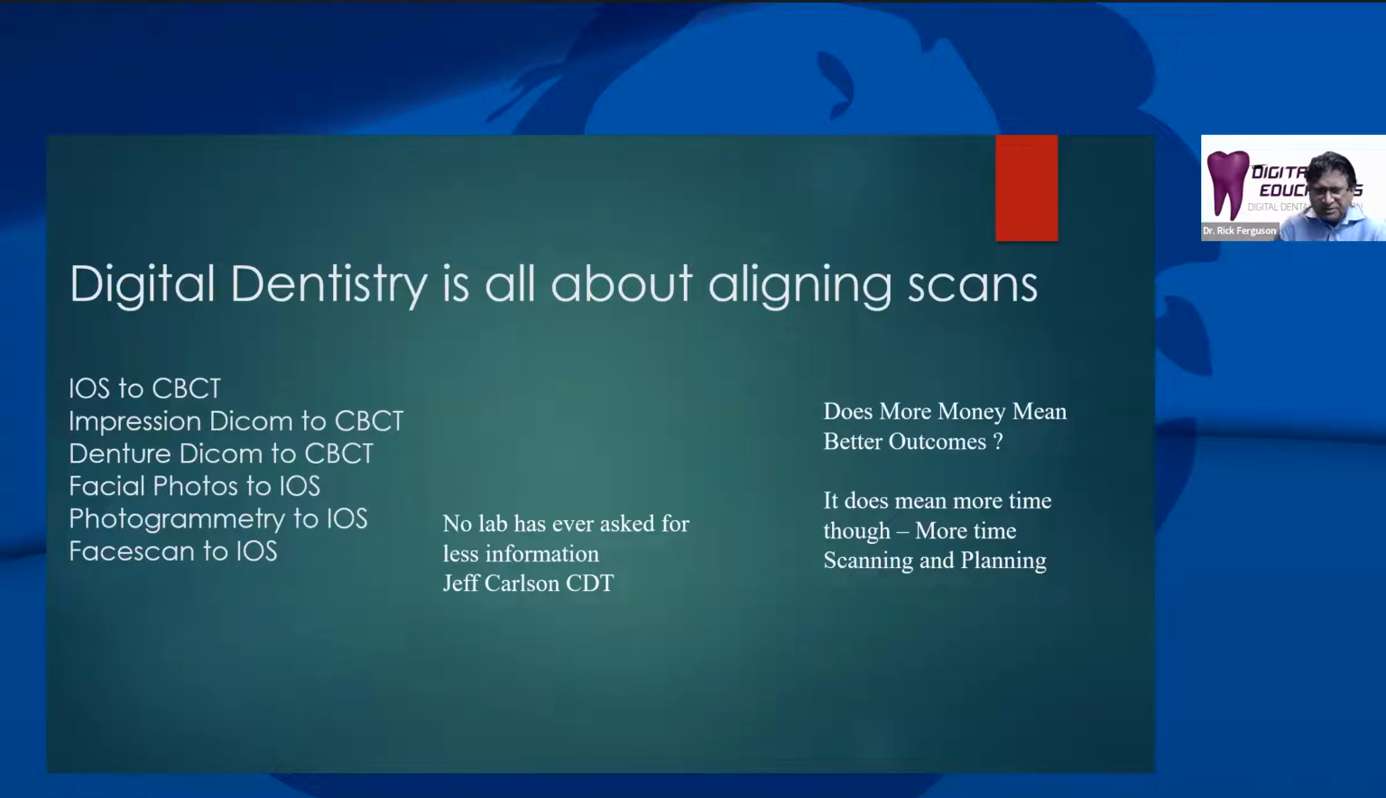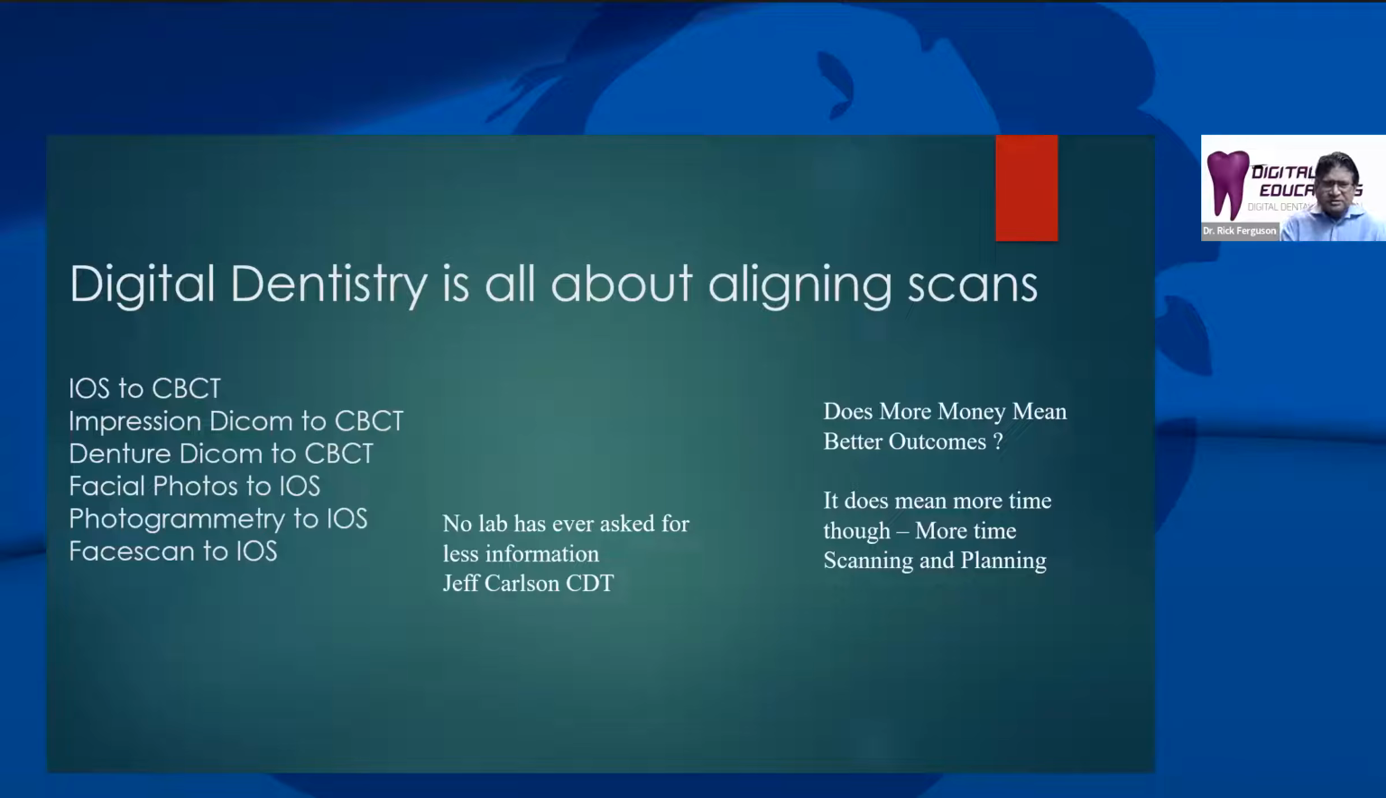Photogrammetry to IOS, because photogrammetry only gives you the implant positions relative to each other. It's not giving you the implant positions relative to the jaw, actually. So you need to still do an intraoral scan to get that and then merge the two. Face scan to IOS and facial photos to IOS, these are things that I'm going to discuss and actually show you how to merge a face scan to an IOS.